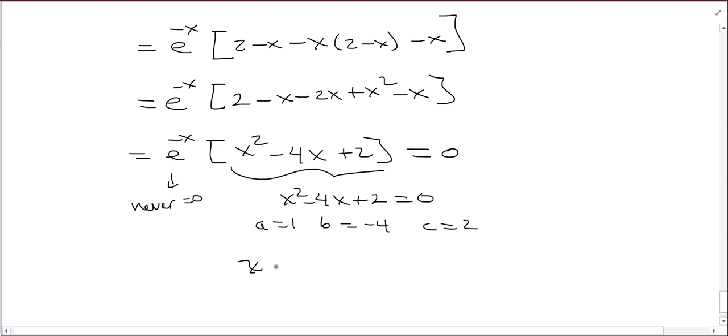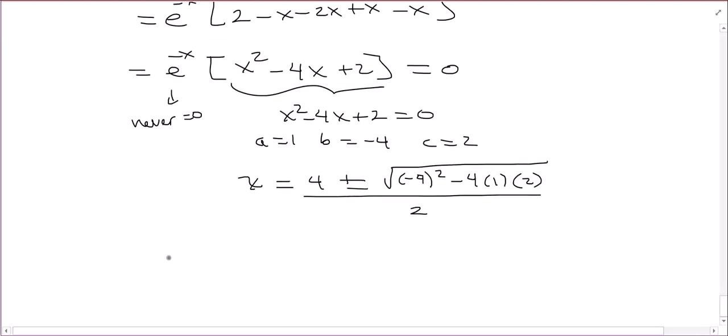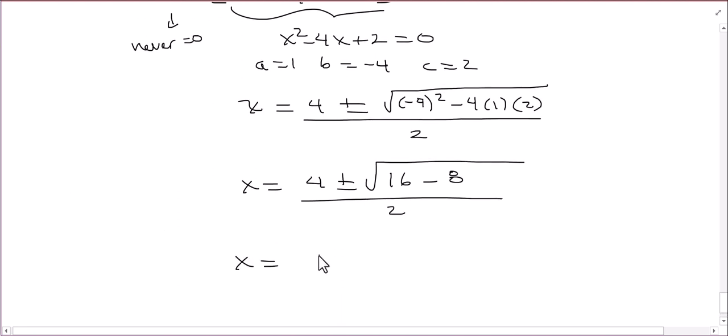So the quadratic formula tells me x is the opposite of b, so +4, plus or minus the square root of b squared minus 4ac, all over 2a. 2 times 1 is just 2, and then simplify that. So 4 plus or minus, what's this, 16 minus 4 times 2 is 8, so 16 minus 8, all over 2. And so that gives me 4 plus or minus the square root of 8 over 2.